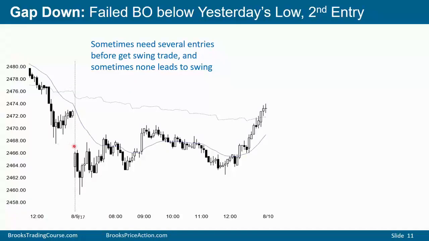We broke below yesterday's low and reversed up. Good looking bull bar. Broke lower and reversed up a second time. Some bulls would buy here, or they would wait to see if they could get a better setup. And here we have a small higher low. Strong reversal up from a second entry for the failed breakout below yesterday's low. And now we're getting a decent buy signal bar here. So that would be another buy. And then we have a higher low major trend reversal here. So that would be another buy above that bull bar or above that inside bar.